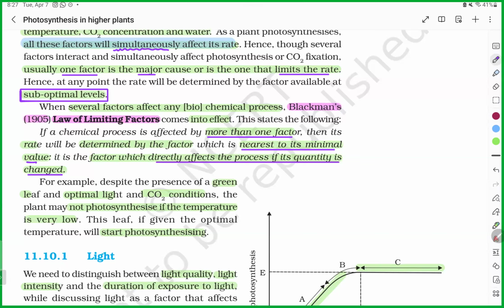Correct. You have money, you have labor, but you don't have land, or very little land, like 100 square feet is available, but you want to make a bungalow. Not possible. Why? Land shortage. So land is the suboptimal factor. Land will decide whether the house gets built or not. Now land is the limiting factor.